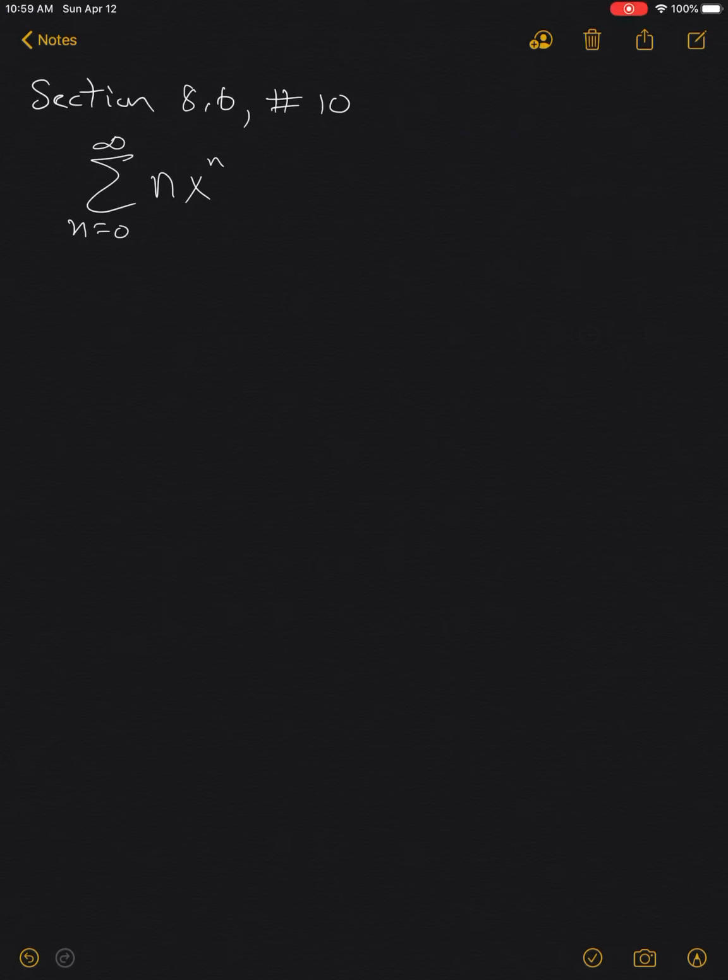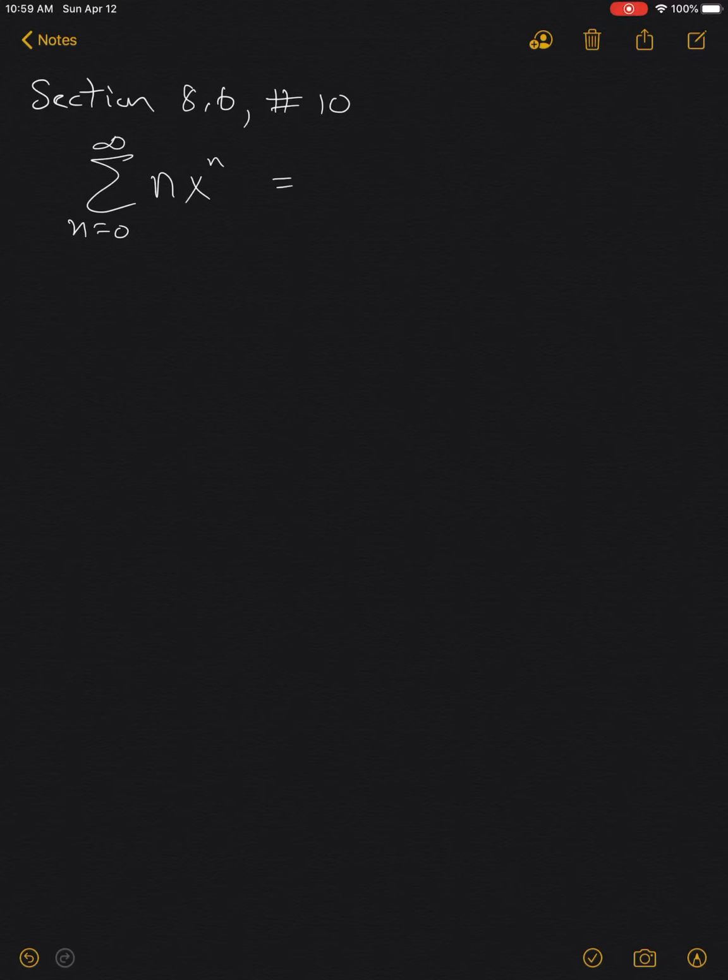Okay, section 8.6, exercise number 10. We're asked to consider a power series and determine basically which values of x will lead to a convergent series. We do this by finding what's called the radius of convergence and the interval of convergence. In this case, the power series given is a power series in x.